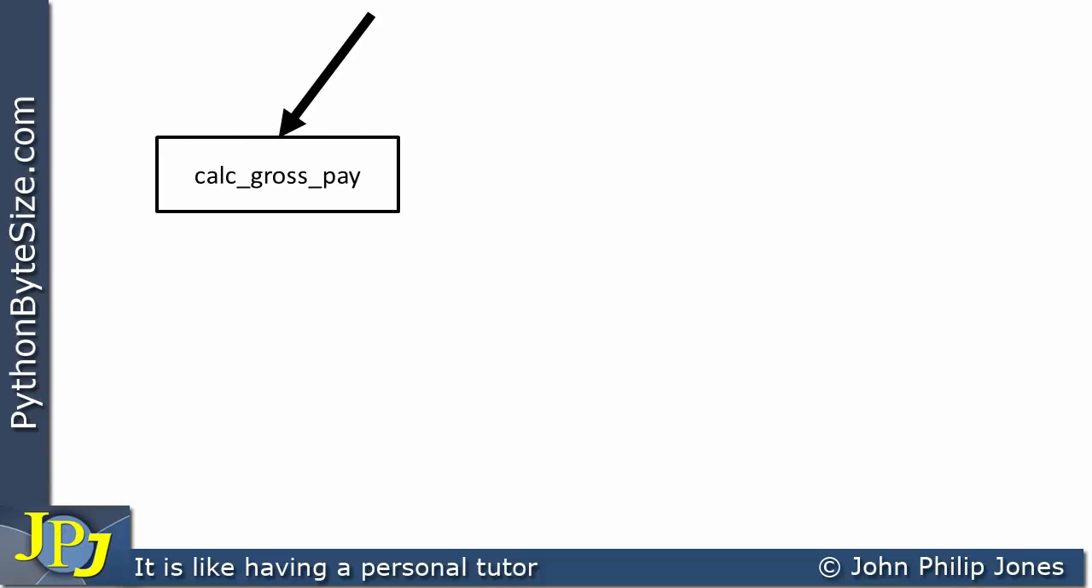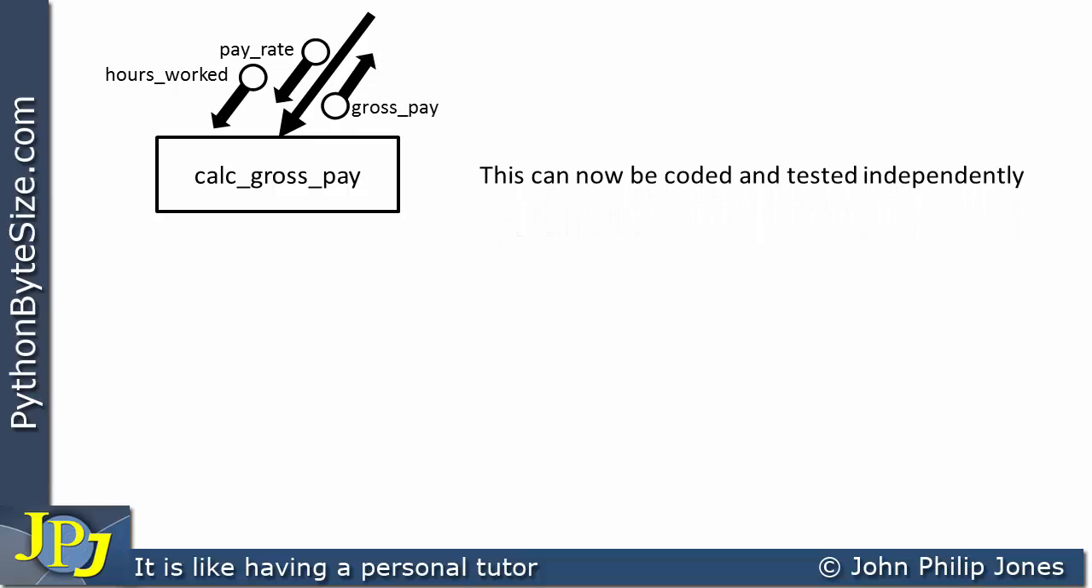Here you can see I'm going to call the module calculate gross pay. And I'm going to send it the pay rate and also the hours worked. And what's going to happen, the calculate gross pay module is going to multiply those two chunks of data together, work out the gross pay and send that back. And what this now means, this can now be coded and tested independently.